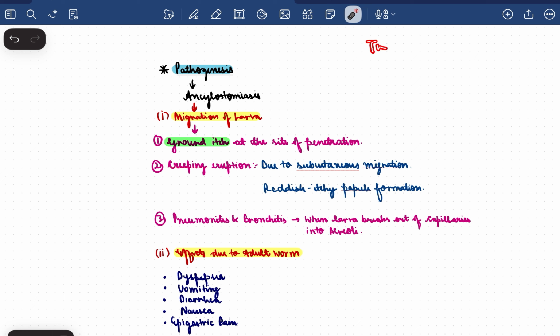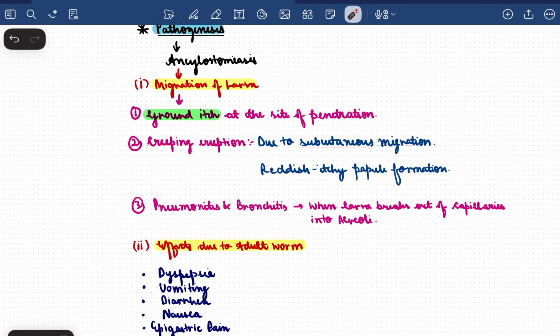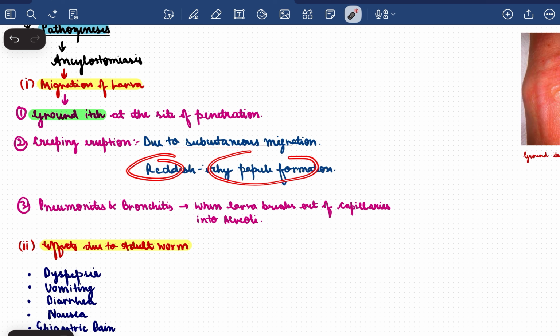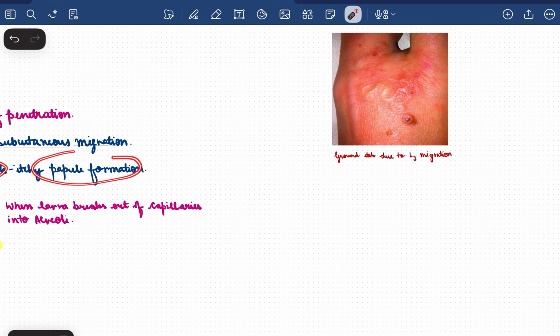Because of the migration of larva, ground itch happens at the site of penetration. It is very itchy, very irritable. Then with further migration, you can see a reddish papule formation. Over here, you can see that the L3 larva is penetrating and surrounding it, the region is reddish, looks very itchy. And here you can see that a papule has formed. With further migration into the lungs, it causes pneumonitis and bronchitis.